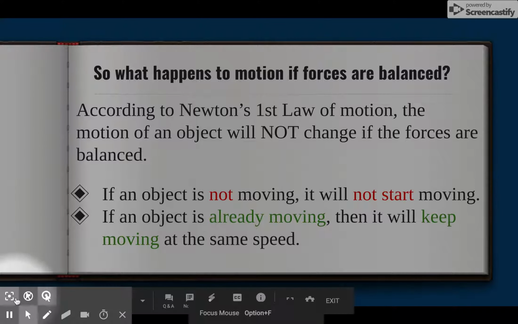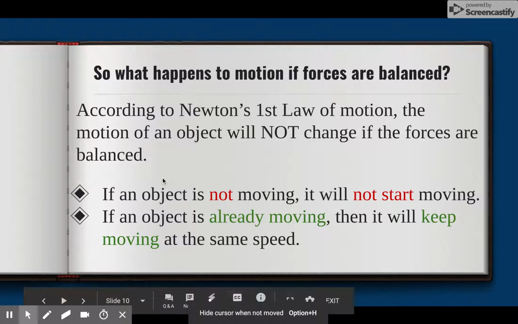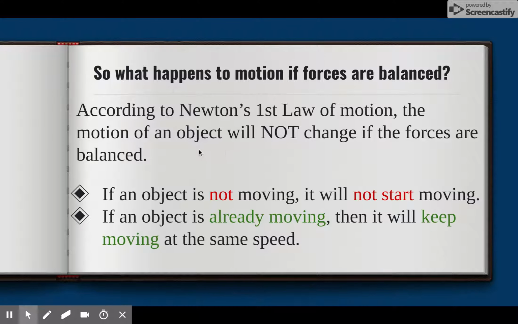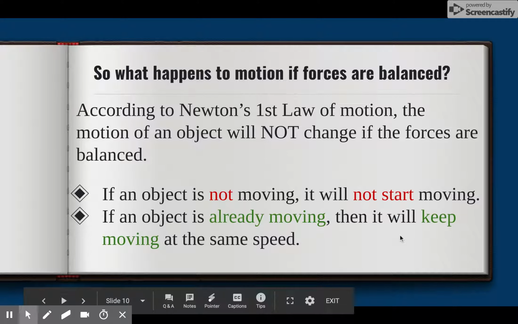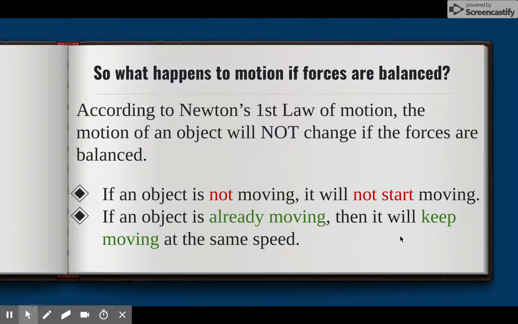It's pretty easy. According to Newton's first law of motion, the motion will not change if the forces are balanced. So if an object is not moving, it will not start moving. But if an object is already moving, it will keep moving at the same speed. So balanced forces equals no change in motion. All right?